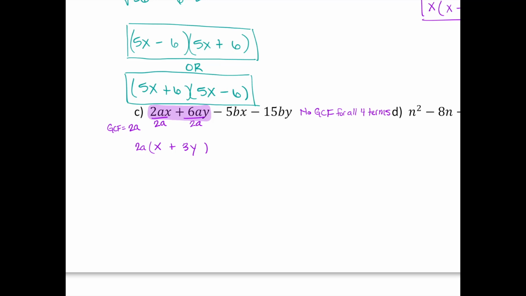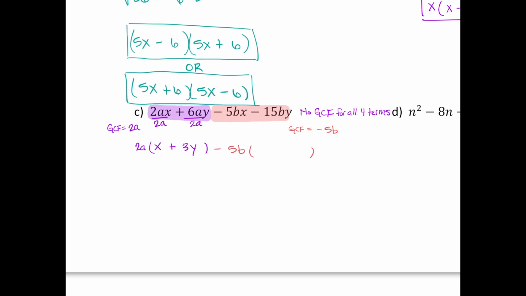And now let's group the last 2 terms together. And the GCF in this case is, we're going to use a negative because our leading coefficient is a negative. And then we have a 5 for that GCF, and the letter is B. So negative 5B is our GCF for the last 2 terms.